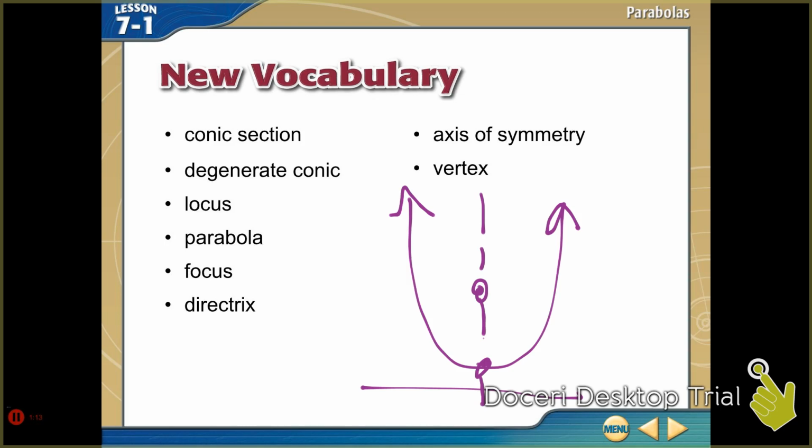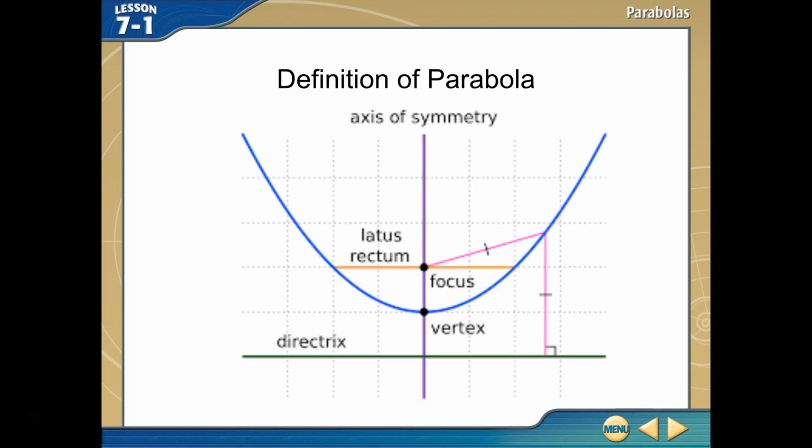In general, what we're looking for is something in the form either y equals x squared, so we have a squared term, or x equals y squared. When we see one squared term, we're going to get a parabola as our output. All right, so this is our general definition that we're going to look at, the picture I just sketched out for you.